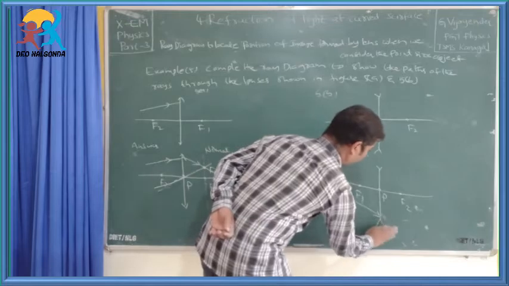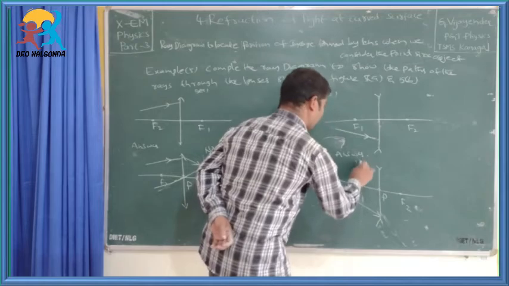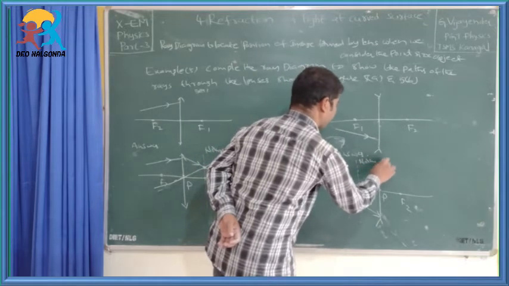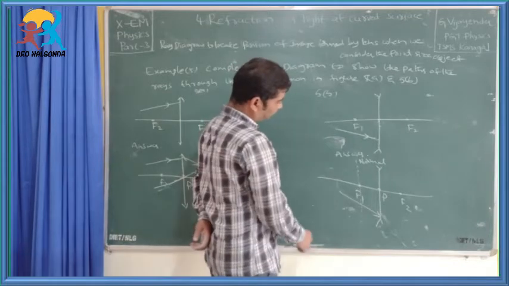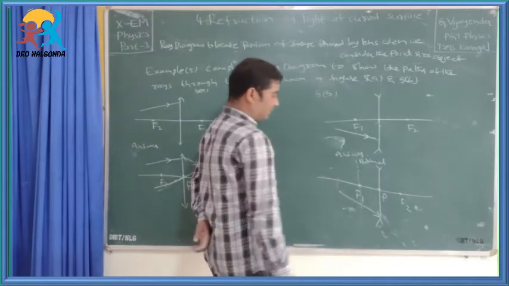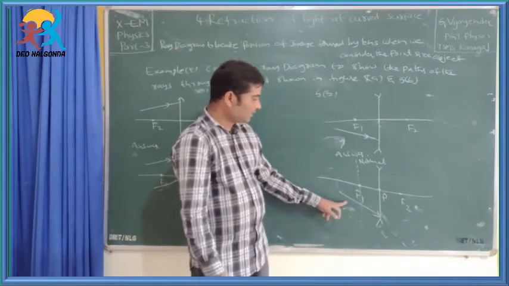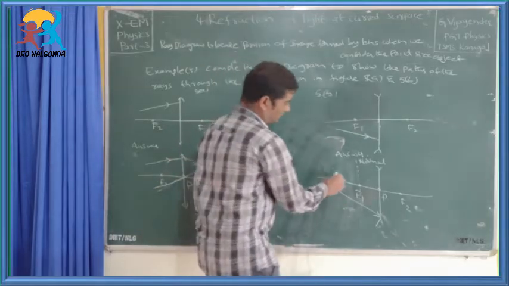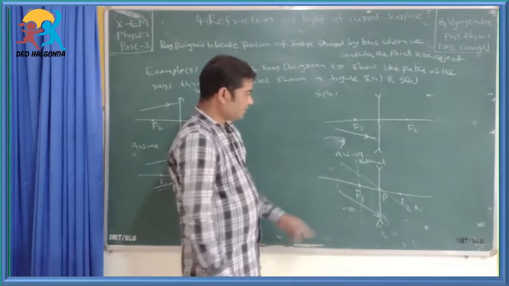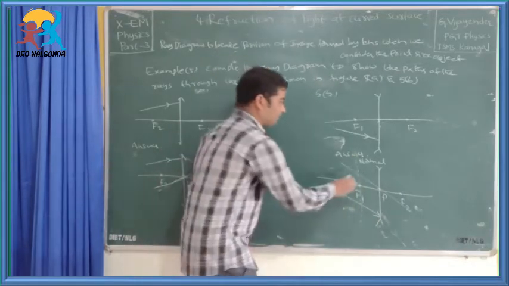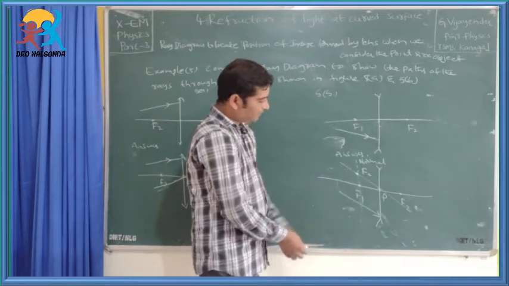First of all, you should draw the normal through this focus. This is the normal. Next you should draw the parallel line through the optic center to the given incident line. This is the parallel line to the given incident line. This parallel line is intersecting the normal line at this point F0. So through this F0 we have to draw the refracted ray.